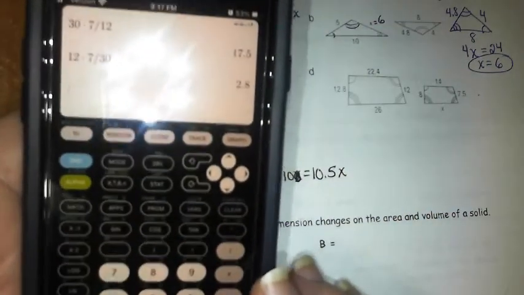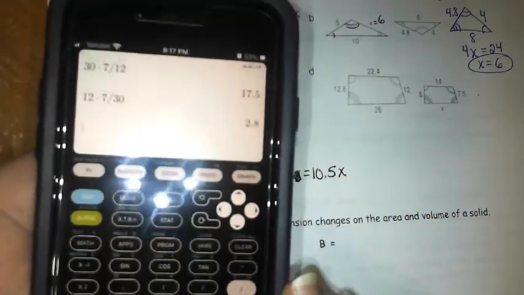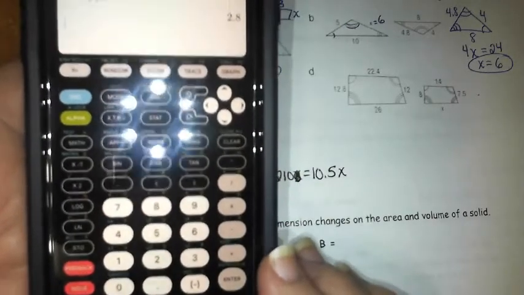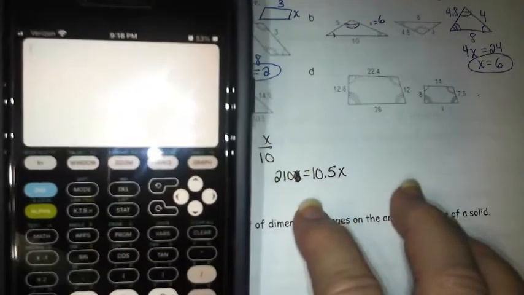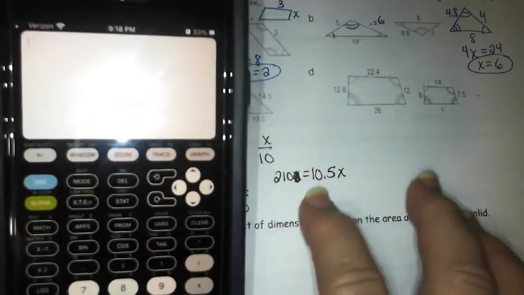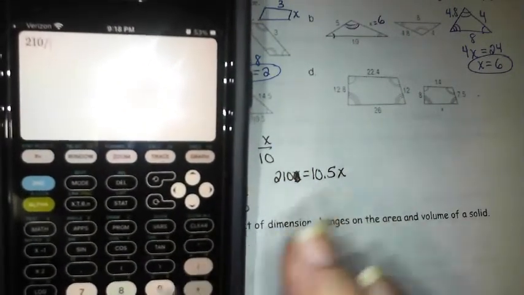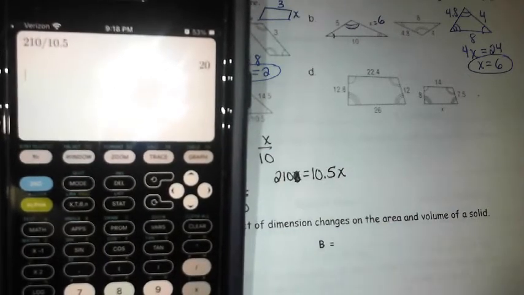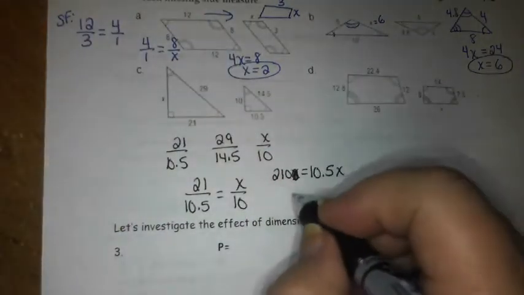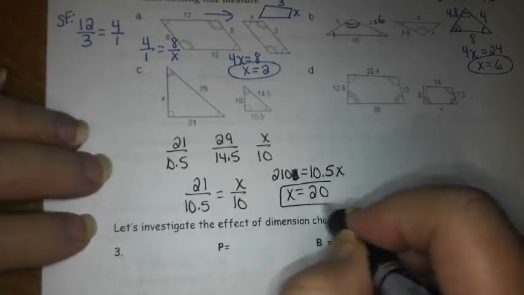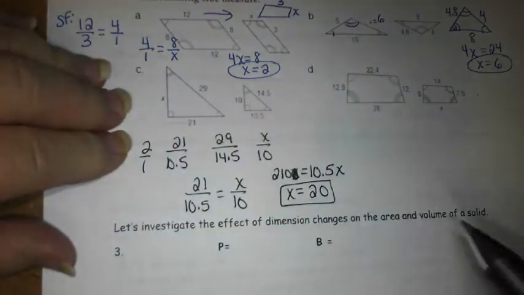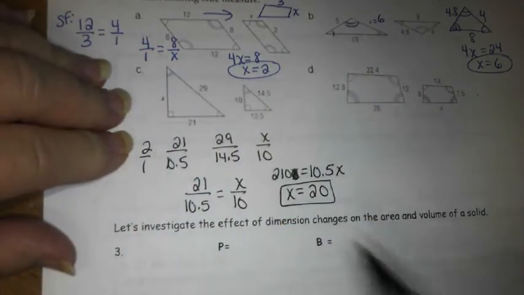Again, I'm using my Calc 84 on my cell phone. It's a really good TI-84 calculator. It does almost everything your TI-84 does. So 210 divided by 10.5, x is 20. And I don't know about you, but that kind of makes sense because when I looked at these originally, I thought this ratio is 2 to 1. So it makes sense that it would be 20 to 10.